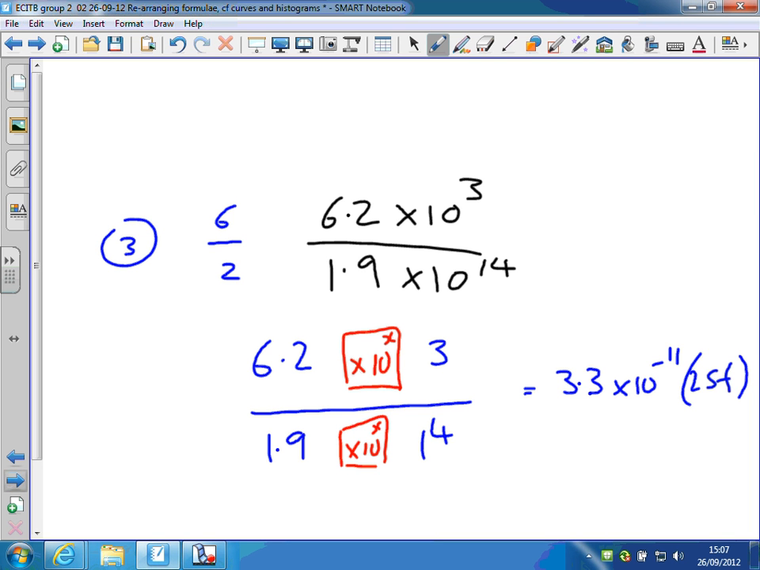Now look at this, and when we come on to the laws of indices, you'll understand this a bit more clearly. But if you've got powers, and these are powers here, the 3 and the 14, when you divide powers, you actually subtract. So 3 minus 14 is minus 11. And so I was expecting something times 10 to the about the minus 11. 3 times 10 to the minus 11.